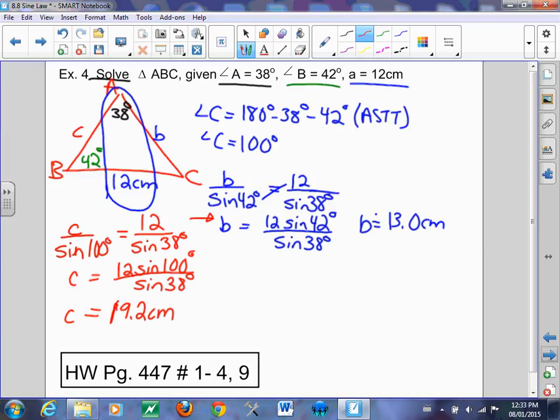So here's your homework, folks. Page 447, numbers 1 to 4 and 9.